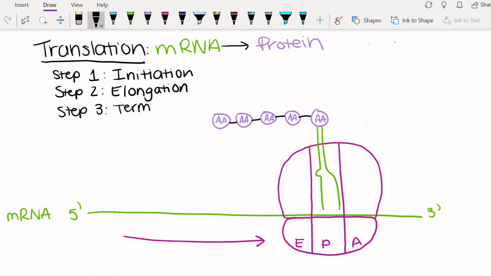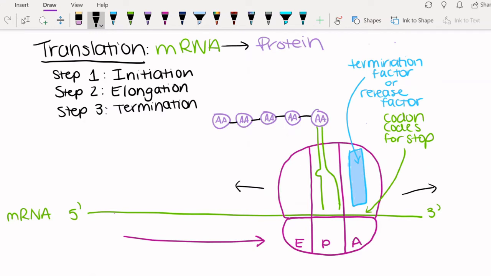Eventually, the ribosome will reach a stop codon, at which point step 3, termination, begins. The stop codon codes for a release factor. The release factor breaks the complex apart and separates everything. After all this work, from transcription to RNA processing to translation, we have finally created a protein.